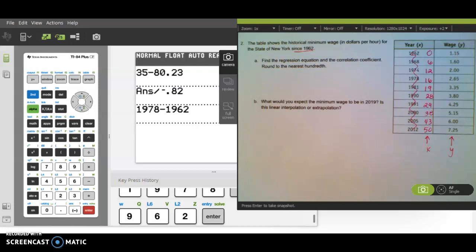All right, we're continuing 14.3 day 2. This is our last example. So I just want to go through again how to do this in your calculator. We already said our X values are the years since 1962, and then these are our Y values.